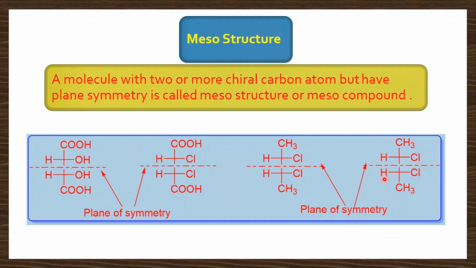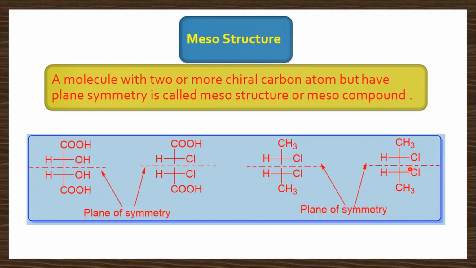Then this is your fourth one. This fourth compound has chiral carbon 1 and chiral carbon 2, but it has a plane of symmetry. That's why this fourth compound is called a meso compound or meso structure. So a molecule with two or more chiral carbons, but which also has a plane of symmetry, is called a meso compound or meso structure.